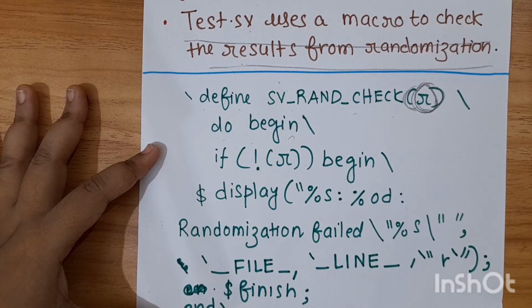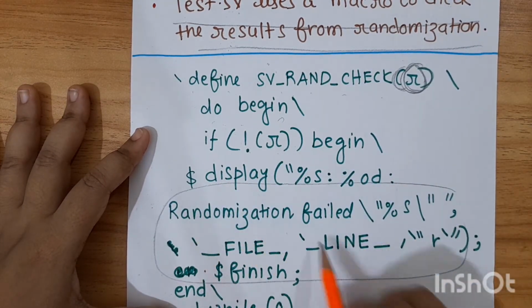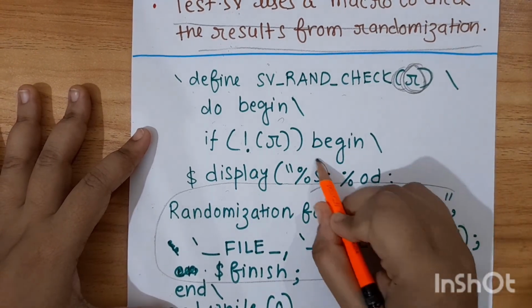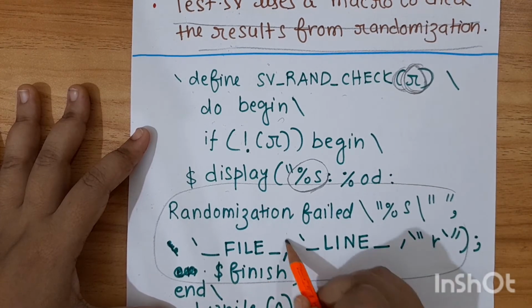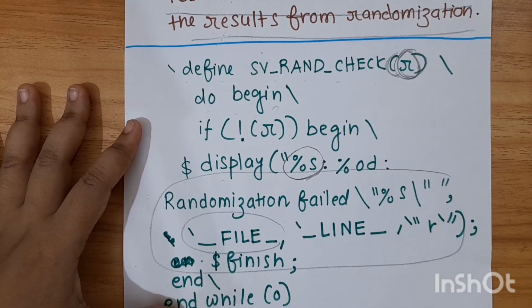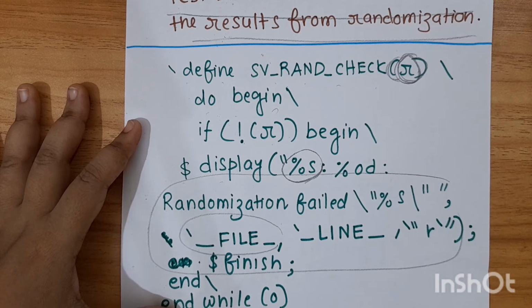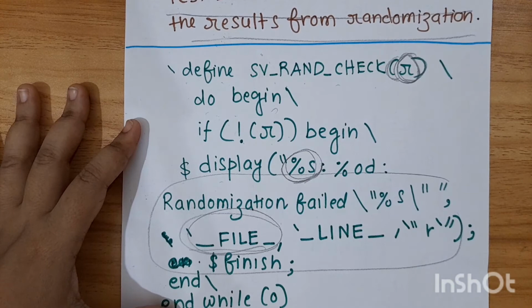But if it is unsuccessful, then I have a display statement, $display %s. %s will give the string. What is the first field? Tick underscore file underscore, that means the file name from where the display statement is coming, that I have to put. Such a big design, testbench code, all the components, I do not have accessibility. I need to look into the log file to check what the error is and from where it is coming. So %s will give the file name.